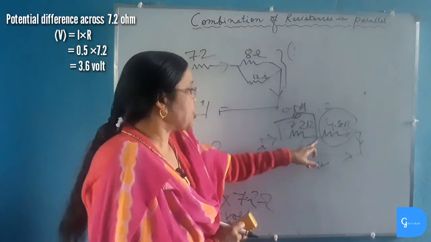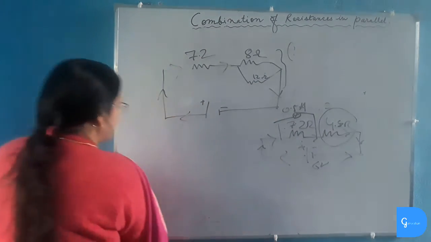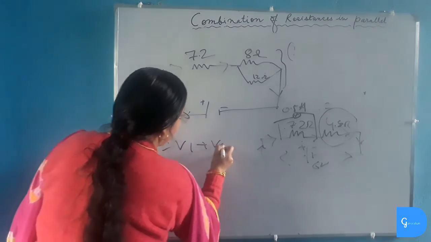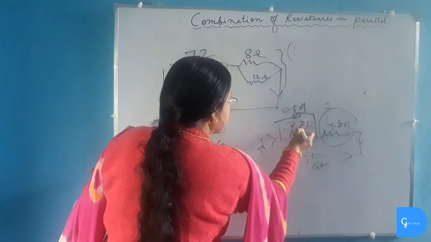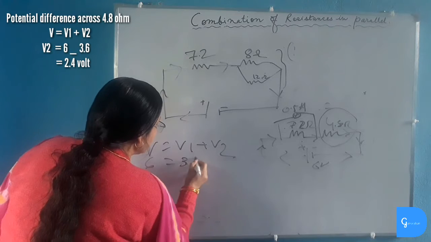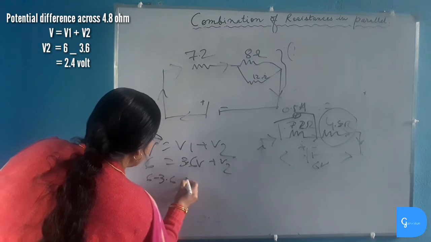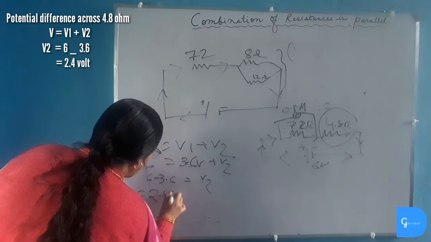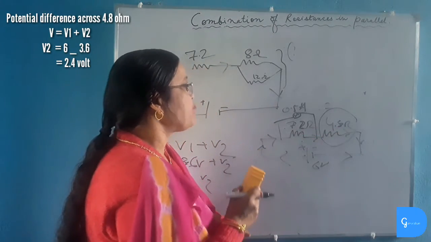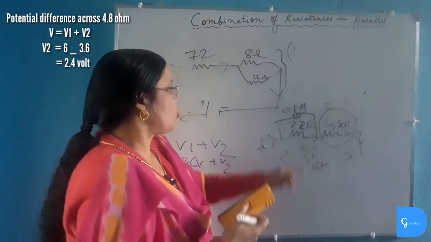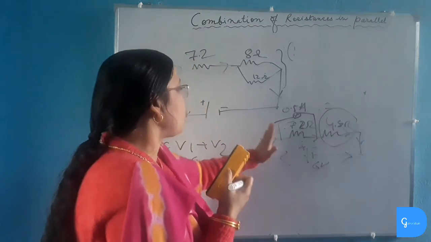Now can you find the potential difference of 4.8 ohm resistance? We know that in series connection V is equal to V1 plus V2. Here V is given 6 volt, and just now we have calculated the potential difference across 7.2 ohm resistance, which is 3.6 volt. So V2 will be 6 minus 3.6 is equal to 2.4 volt. Thus the potential difference across 4.8 ohm resistance will be 2.4 volt. So now in series we can see that potential difference across each resistance is different, but current flowing is same.